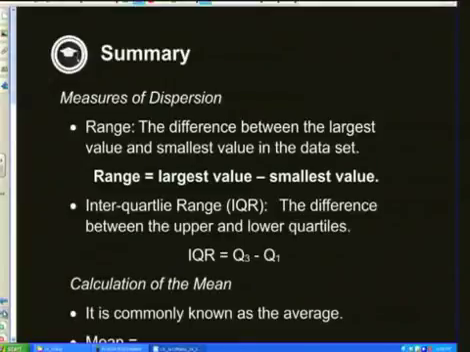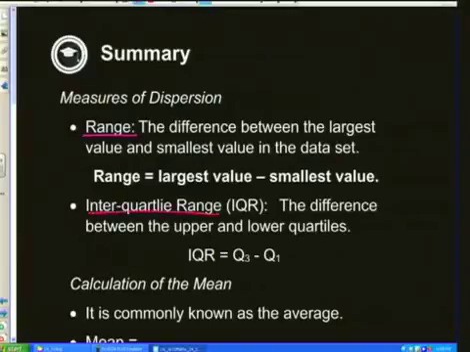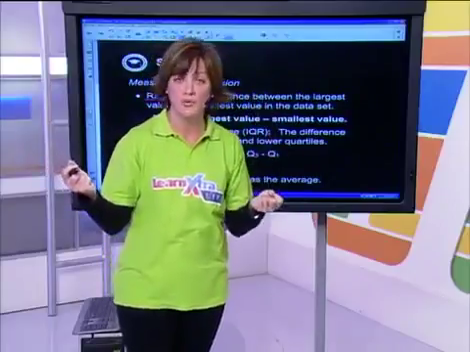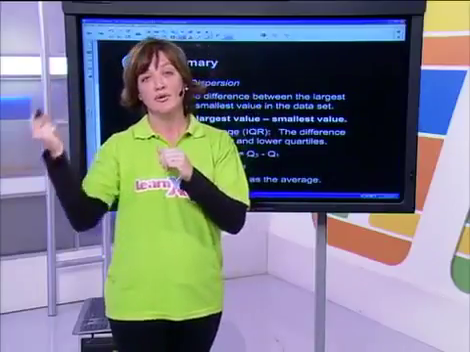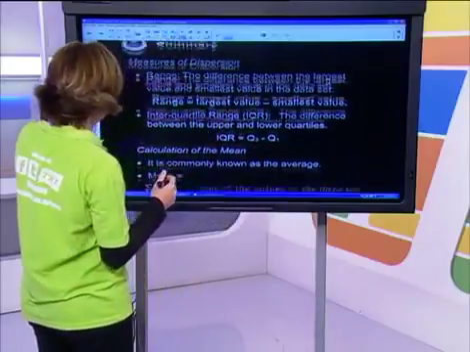Measures of dispersion, how the data is spread. We talk about the range. The range is essentially just the difference between the highest and the lowest value in that data set. So that's your range. The interquartile range is the difference between your upper quartile and your lower quartile, so the difference between your Q3 and your Q1. That's the interquartile range.